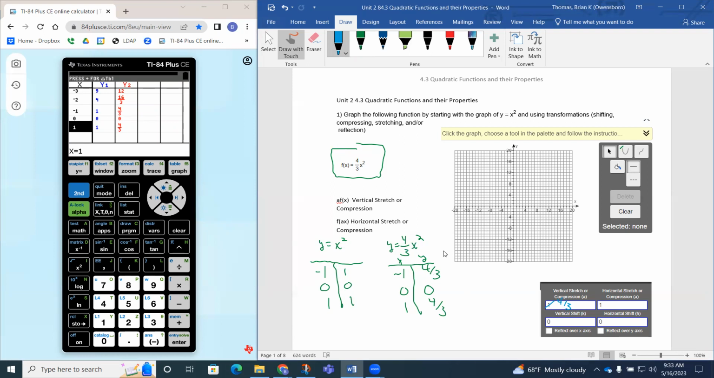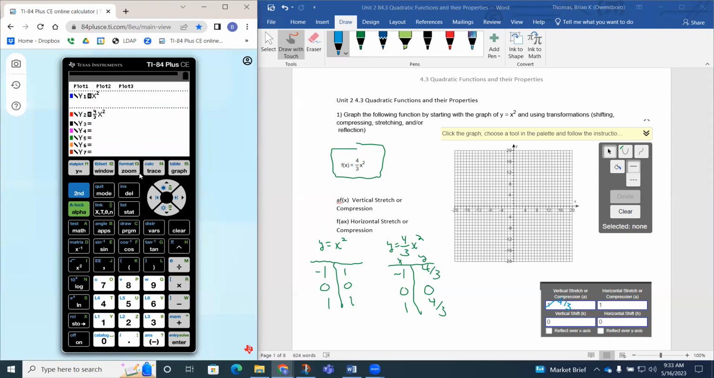So if you change the vertical stretch or compression to the 4/3 and then graph it, it should create the graph that we had here on our graphing calculator. So hit the y equals and clear off that one and hit graph again. You should be getting that graph there.